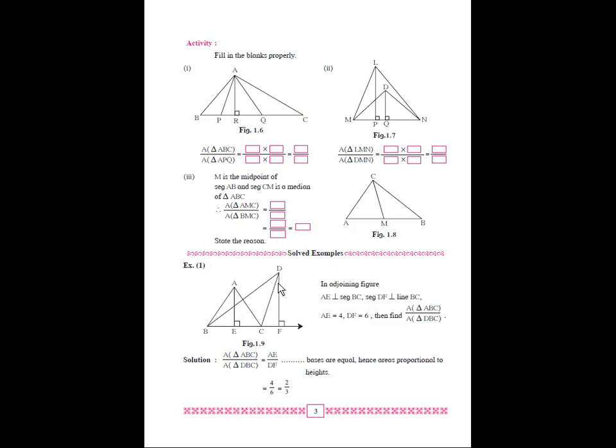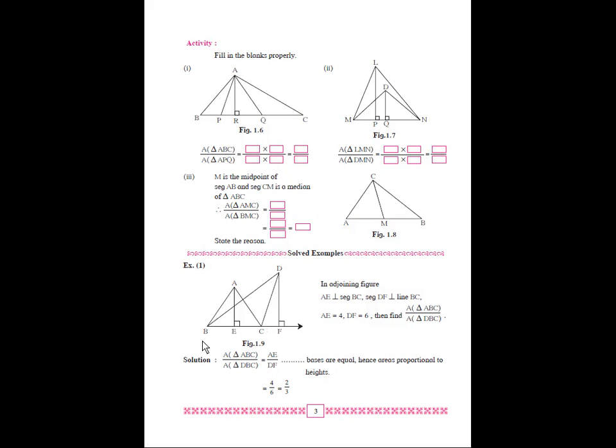What is your solved example? In the adjacent figure, AE is perpendicular to BC and DF is perpendicular to BC, and the value of AE is given, which is equal to 4, and DF is equal to 6. Then we have to find out the ratio of the areas of triangle ABC and triangle DBC.